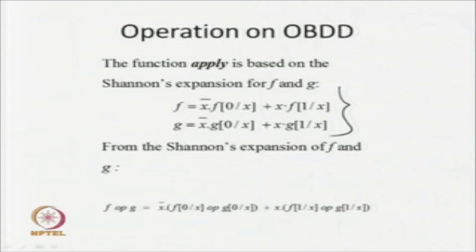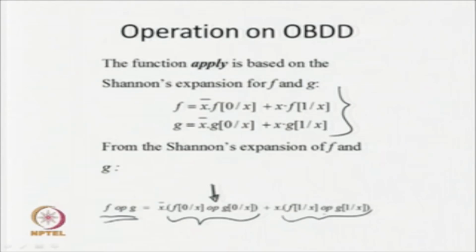So, these are the two Shannon expansions of our given functions. Now, if we are going to perform any operation f op g, you can see that we can rearrange this expansion. We take x bar, and for this part we perform the operation on the evaluation of function f replacing x by 0 and the evaluation of function g replacing x by 0. We can perform this operation on these subfunctions, because we have already taken the decision of x equal to 0. Similarly, for x equal to 1, we do the same thing.